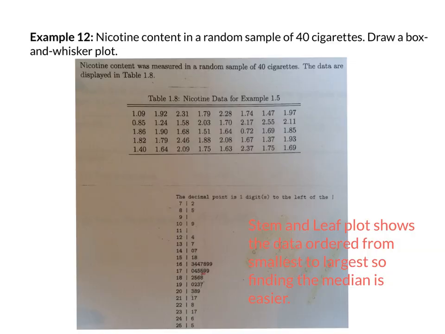Here's an example from the text. Listed here are the nicotine content in a random sample of 40 cigarettes. Now, to draw a box and whisker plot, we first need the median and the 25th percentile and the 75th percentile. So if you recall, in calculating the median, you need to have your data ordered from smallest to largest so that you can find which piece of data is right in the middle.